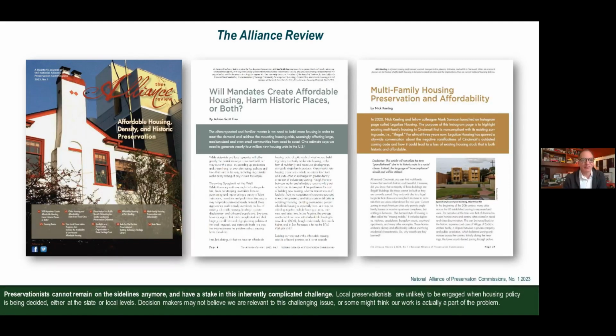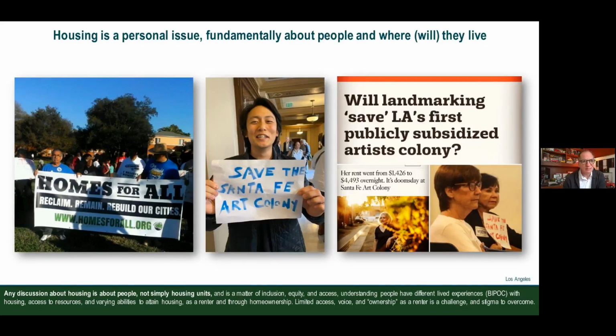This is in the handouts. So I just encourage you to take a look at this, download it, review it. It's a recent issue of the Alliance Review. And it's starting to touch on the conversation, again, preservation and the nexus with housing, certainly affordable housing, and what does that look like? So there's a lot of good resources out there, so please take a look at this, certainly from the National Alliance already.